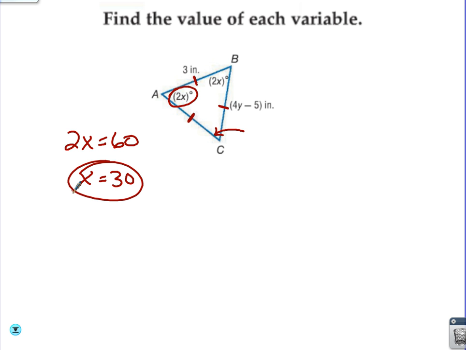And Hunter set me up an equation here. This side is 4y minus 5. What will 4y minus 5 equal? Be careful, that's a side length. It's not an angle. This side is equal to 3. There we go. All the sides are equal. If it's equilateral, it's equiangular. If it's equiangular, it's equilateral. All the angles are the same. All the sides are the same. We solve this by adding 5, divided by 4. We get y is 2.